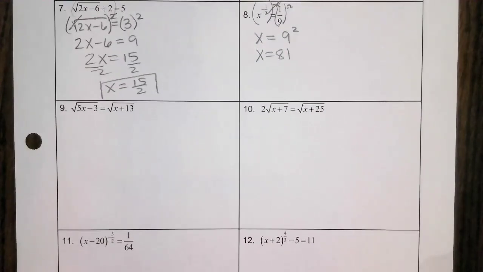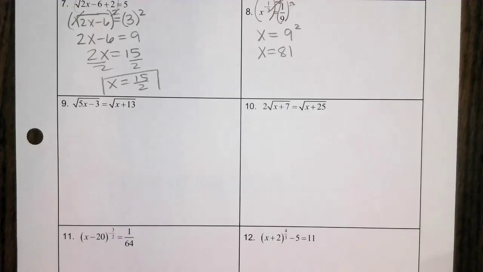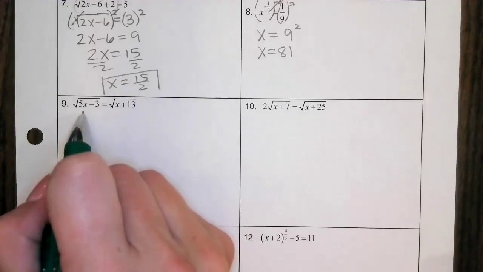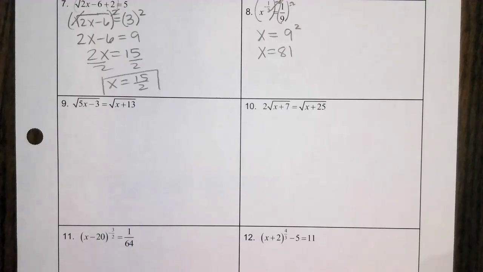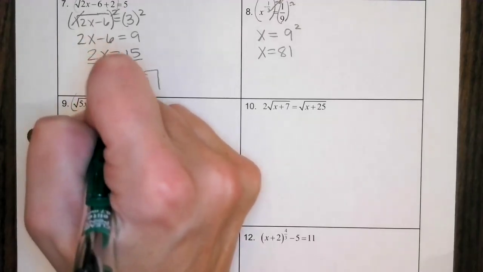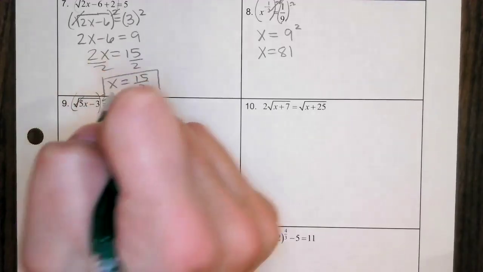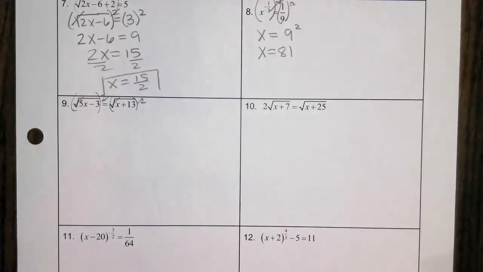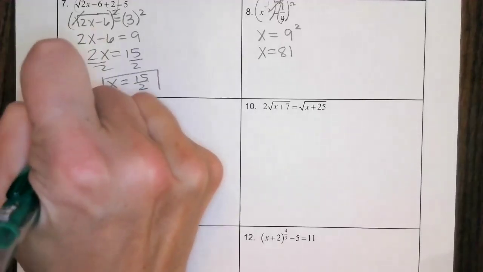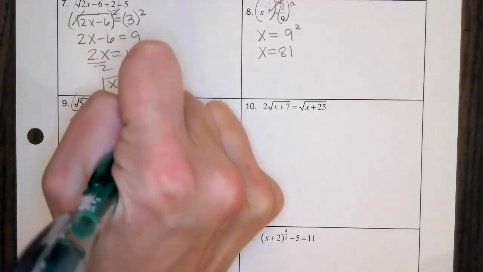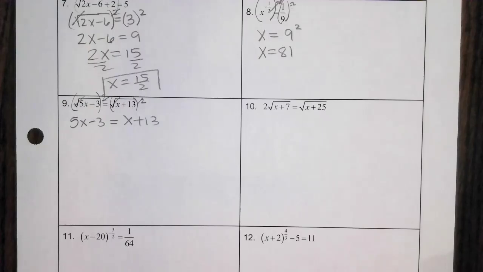All right, now we're going to look at some that have 2 radicals. So if it has 2 radicals, you're going to want 1 on each side like this. And then we're going to square both sides. Now when we square both sides, it is going to cancel both of the square roots. So we free the 5x minus 3. It is equal to x plus 13.